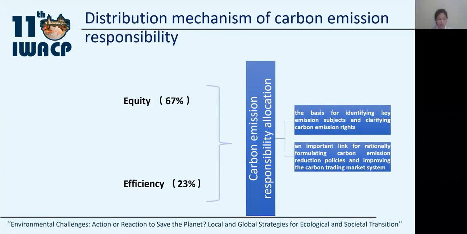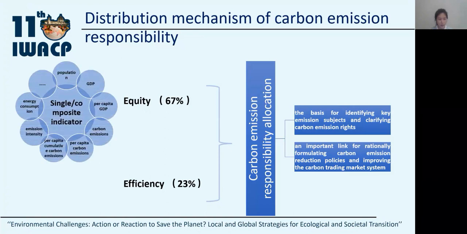Equity and efficiency are two commonly used principles in determining emission allocation. Researchers often define equity principles based on different indicators, single or composite, to construct methods for determining future emission reduction quotas, such as population, GDP, carbon emissions, and other indicators.